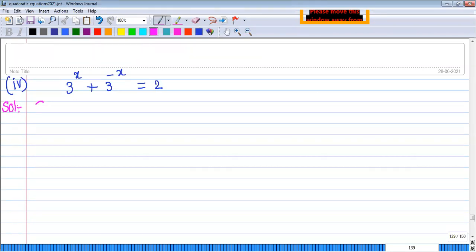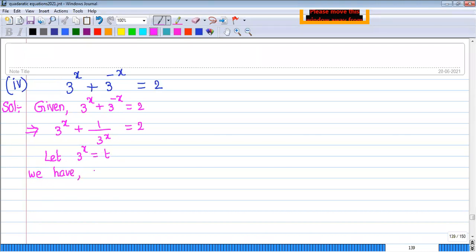So this is given: 3 power x plus 3 power minus x equals 2. That implies, for our convenience, we can write 3 power x plus 1 upon 3 power x equal to 2. So to write in the quadratic form, let us say 3 power x is equal to t. So we have t plus 1 by t. Very good.